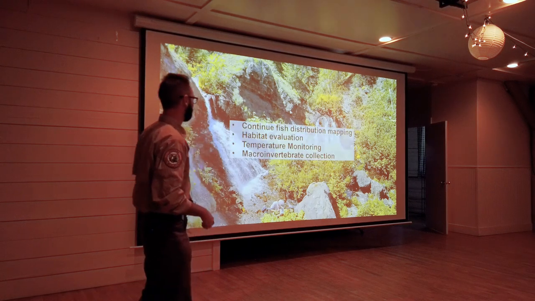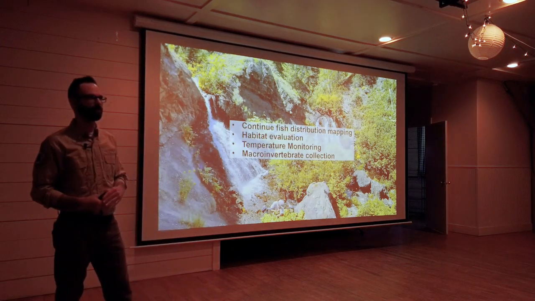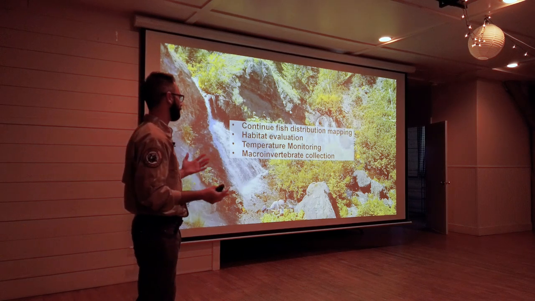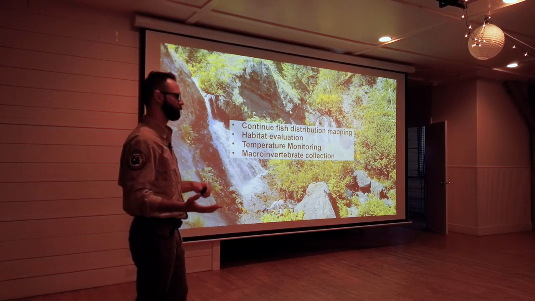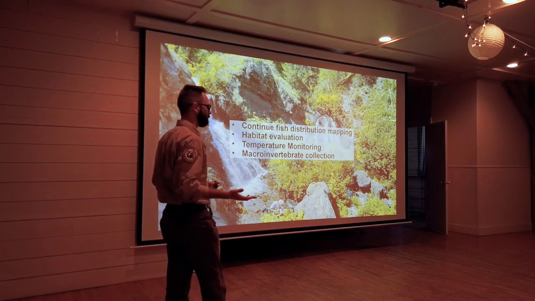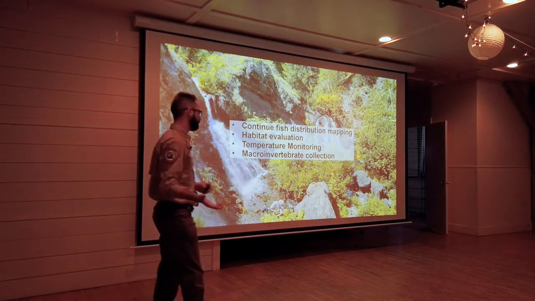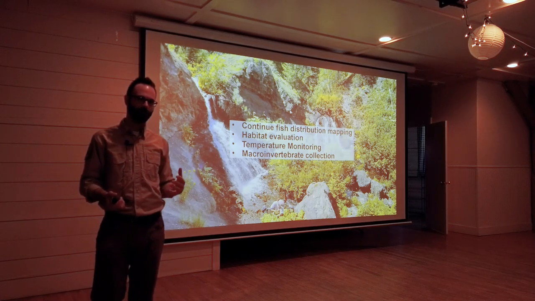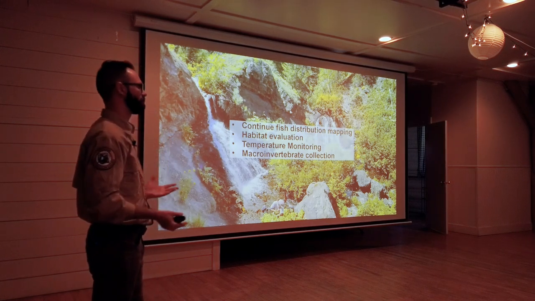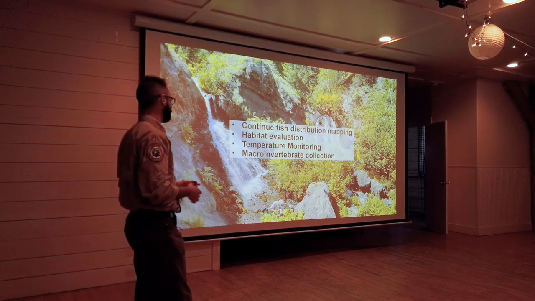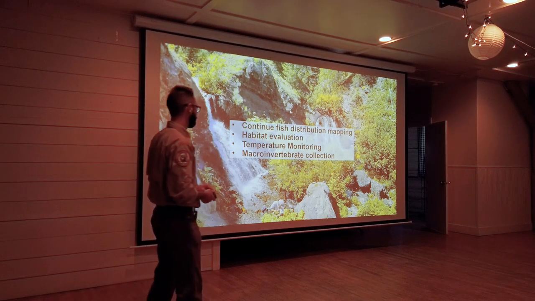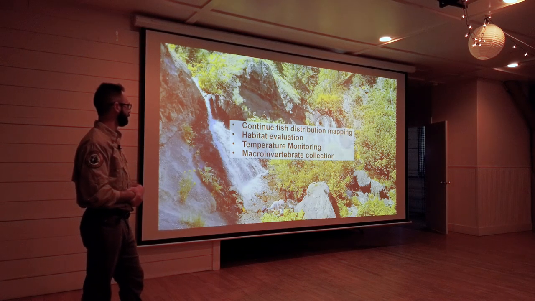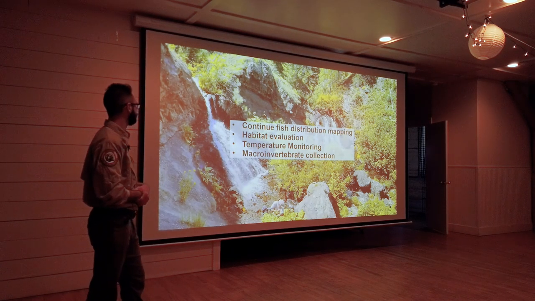So moving forward on Box Creek, we want to continue to map fish distribution within the drainage, figure out just how much stream mileage brook trout are currently occupying within the system, continue to look at the habitat, monitor the temperature just to see if it's sufficient for a Westslope cutthroat trout population, and take a look at the macroinvertebrate community to make sure it's a good spot if we want to move forward with a restoration project here.